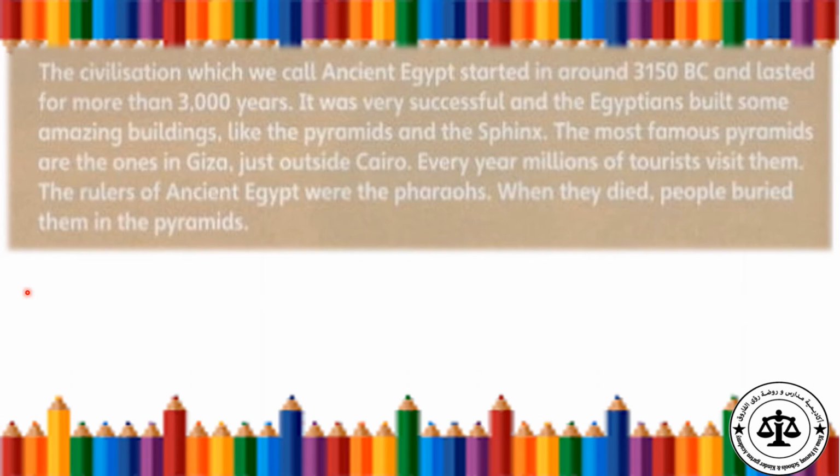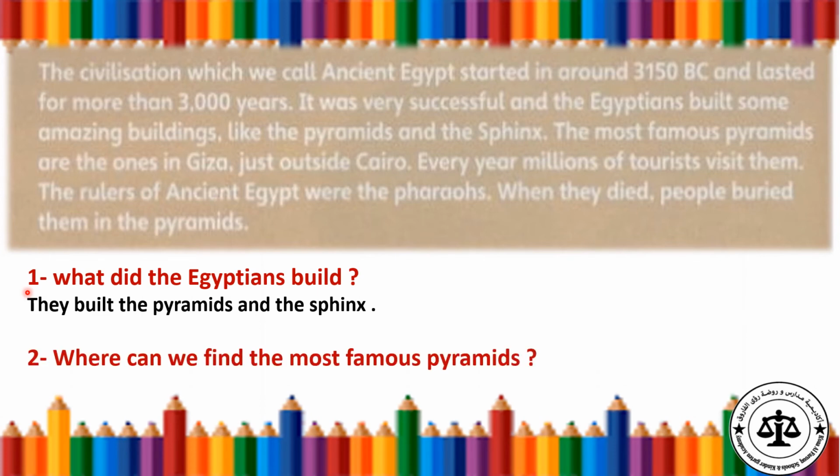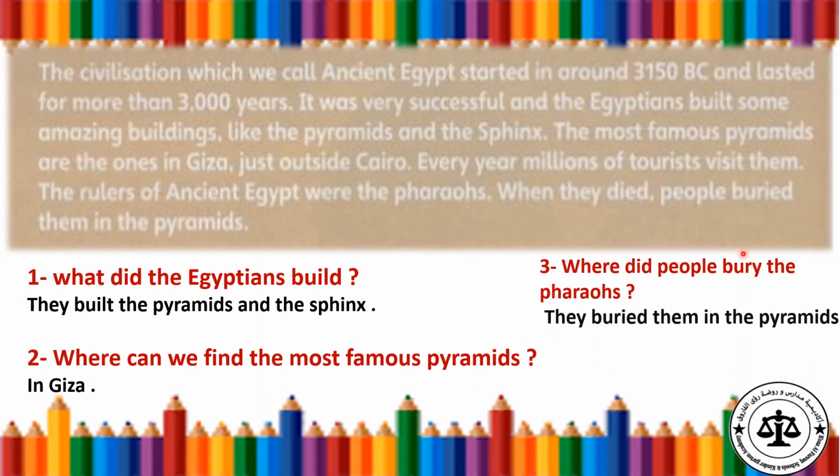Look at these questions. Number 1. What did the Egyptians build? Excellent. They built the pyramids and the Sphinx. Number 2. Where can we find the most famous pyramids? Excellent. In Giza, just outside Cairo. The last one. Where did people bury the pharaohs? Where? Bury means يدفن. Excellent. They buried them in the pyramids.